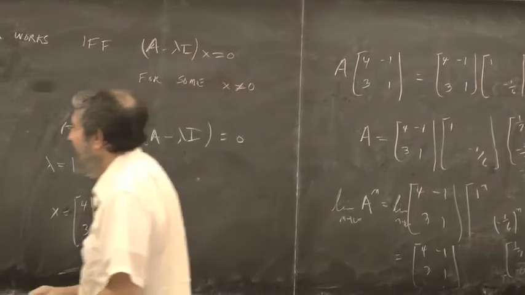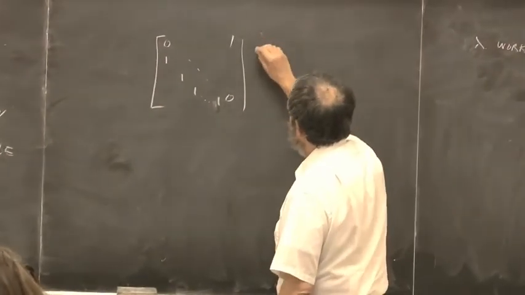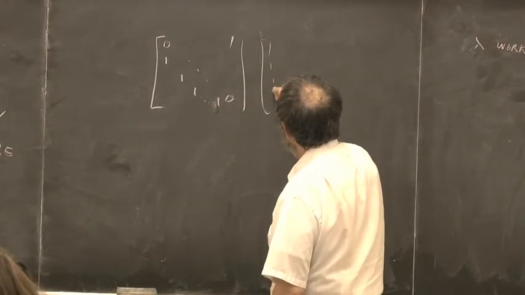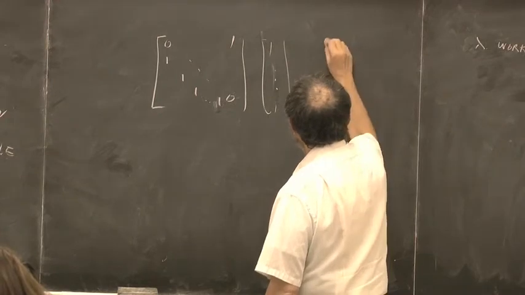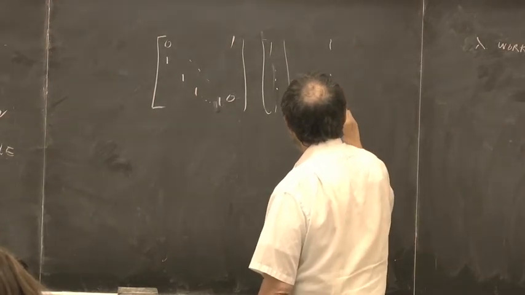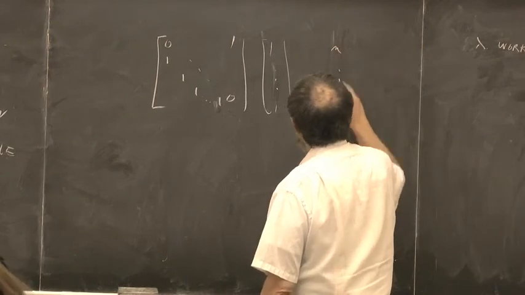I'll just tell you. All ones is an eigenvector. When you multiply that, it just becomes all ones, because, well, I guess it becomes n times ones.